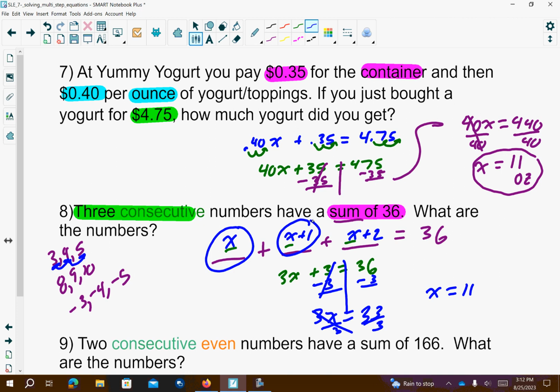What if I add 1 to 11? Yeah, then I get 12. What if I add 2 to 11? You get 13. Are 11, 12, and 13 consecutive numbers? Are they one after the other? Yes, they are. If I add 11, 12, and 13 up, do they add up to 36? Yes, they do. This is my answer.